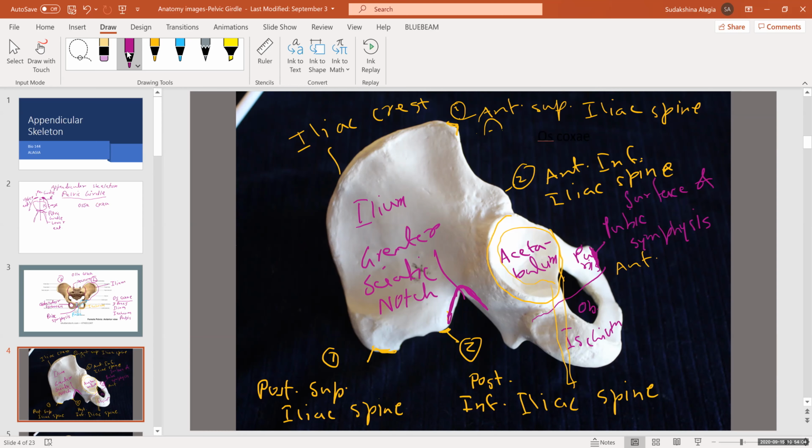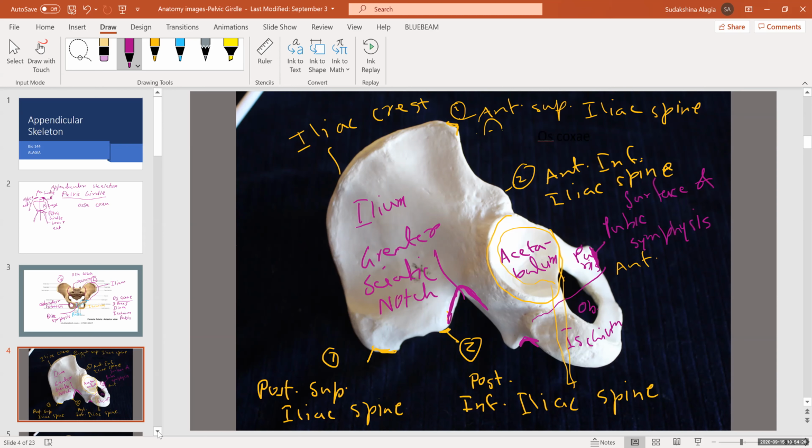That means there's a lesser sciatic notch. We just don't have it on your list, but FYI, this is known as the lesser sciatic notch. So basically, this is what we are learning from the os coxae. Okay, something else.